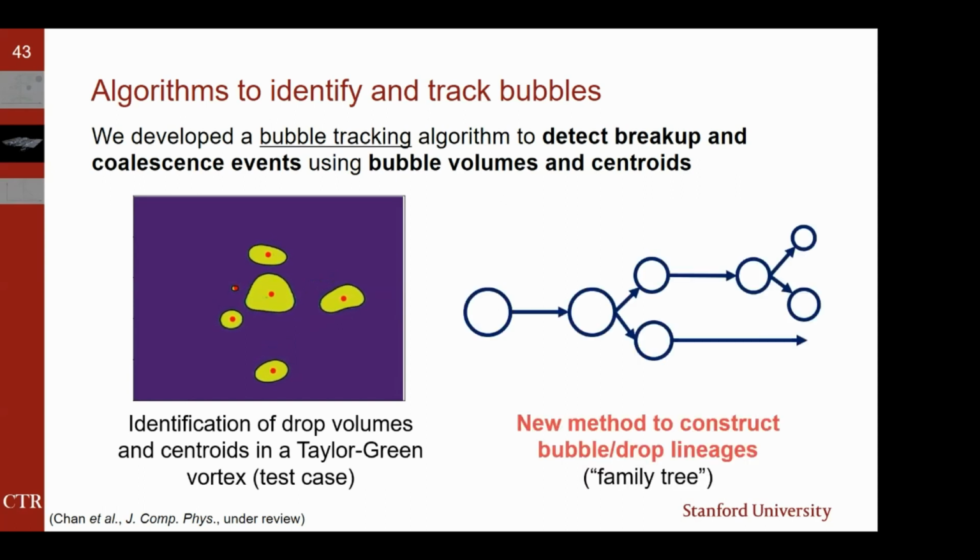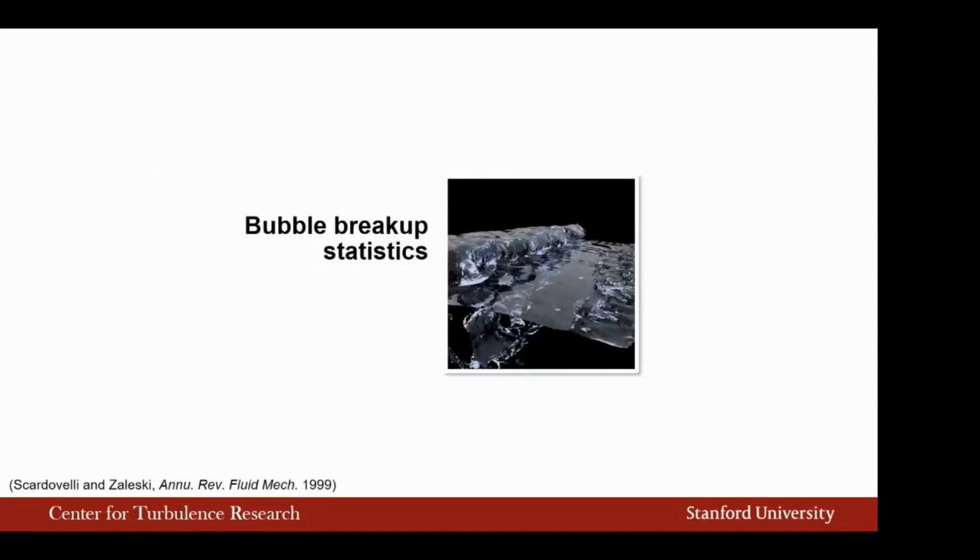So we use this algorithm to construct these bubble lineages to find out who the parent bubbles are, who the children bubbles are, and link everything together in a single family tree. And this family tree allows us to compute breakup statistics that I mentioned earlier, such as G, Q, I, and so on. So with these in hand, let us now move to the statistics.